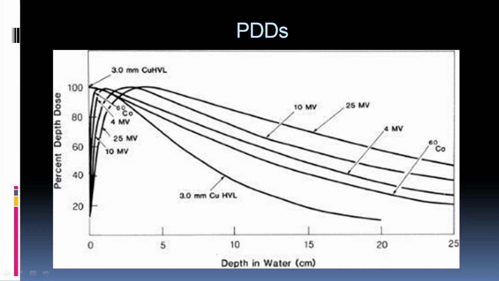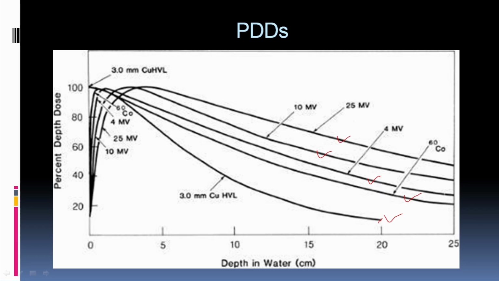So this is the PDD for different kinds of photon beams available for treatment of cancer patients. The first one is 3 millimeter HVL of copper. This is from a kilovoltage unit, and this one is a cobalt-60 unit. This is a 4 MV unit, and this is for 10 megavoltage, and this is for 25 megavoltage.